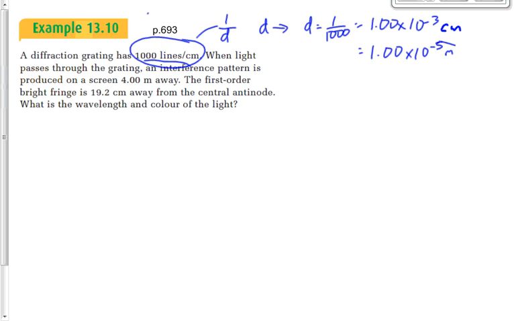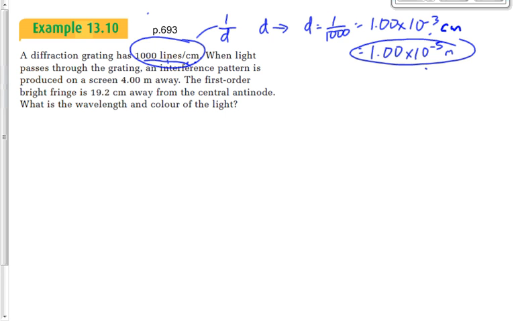But please, please, please do this. Don't try to convert from lines per centimeter to lines per meter. Get it in centimeters first, then convert to meters. Why? Why am I suggesting that? I mean, it is possible to convert lines per centimeter to lines per meter, but why am I saying get it in centimeters first and then convert it to meters? How do you convert centimeters to meters? How do you do that? Go ahead, Chloe. Divide by 100, right?